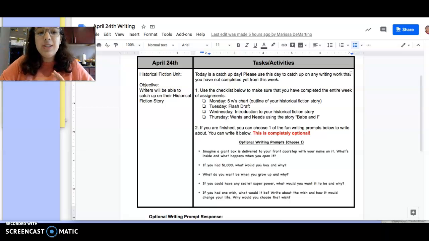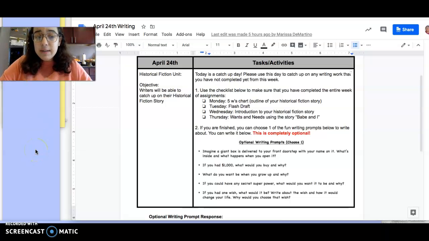So remember, you're writing a historical fiction story. If we're thinking about the words historical fiction, historical means it took place in history, which means your story should not take place in 2020. Your story should not take place in 2020. It should not be about the coronavirus. It should not be about what's happening right now. It's a fiction story that is taking place in history.